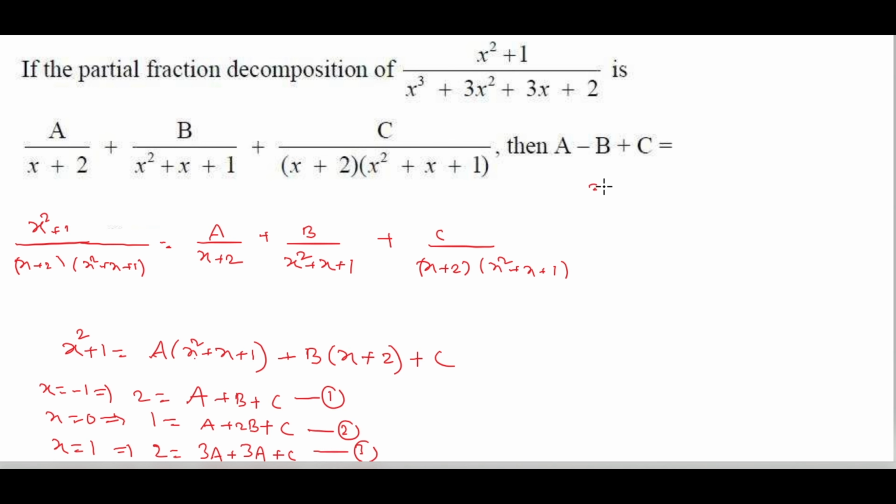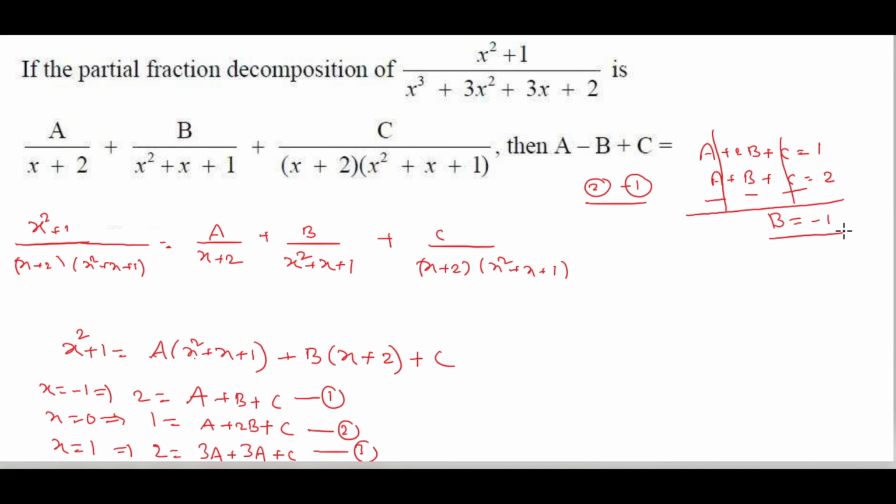Now we do second equation minus first equation. Second equation is a plus 2b plus c is equal to 1. A plus b plus c is equal to 2. So subtracting, here a is cancelled and c is cancelled. 2b minus b is b. B is equal to 1 minus 2 is minus 1. B value is minus 1.